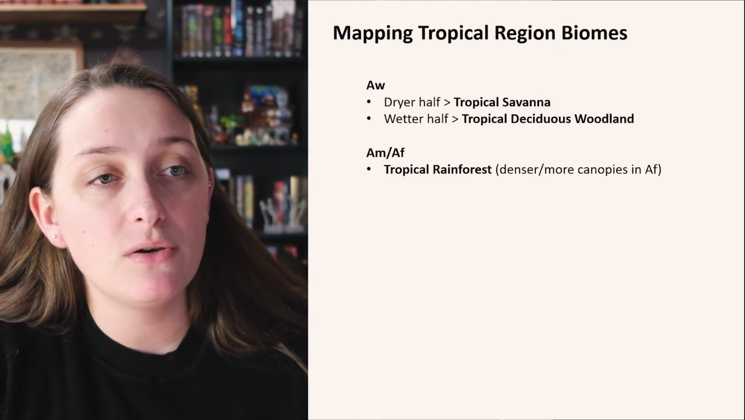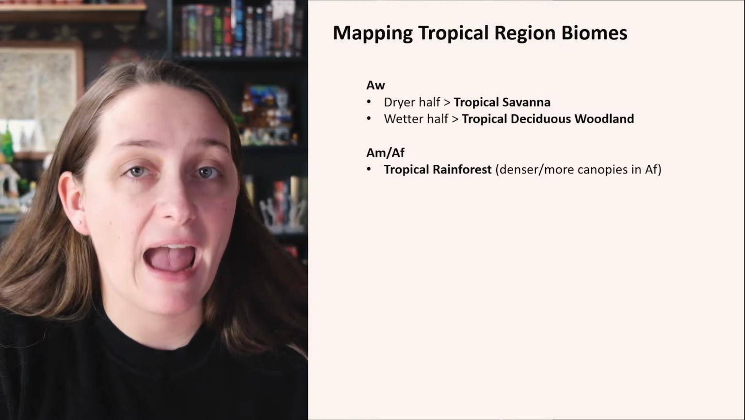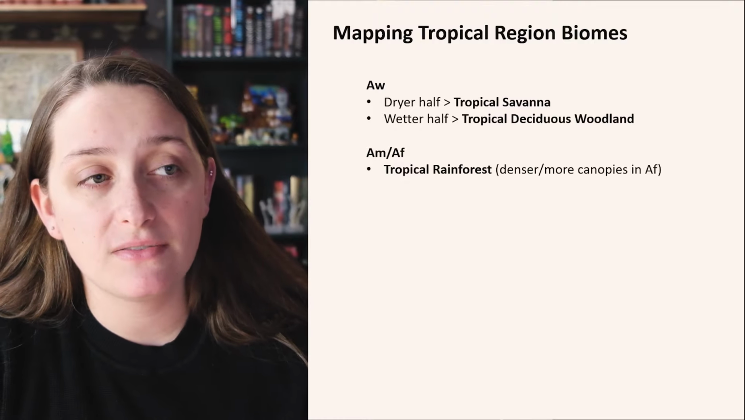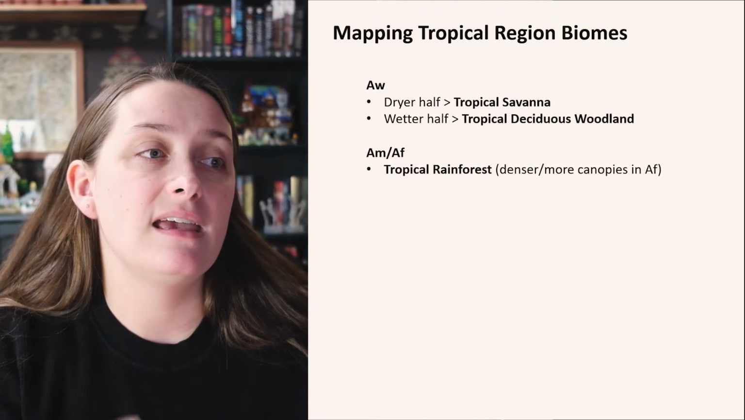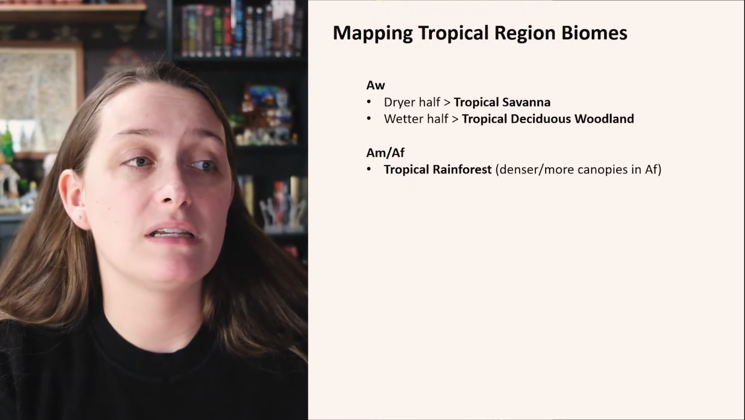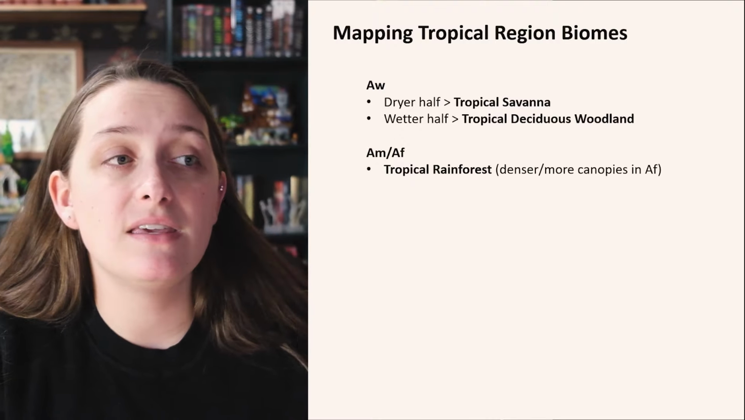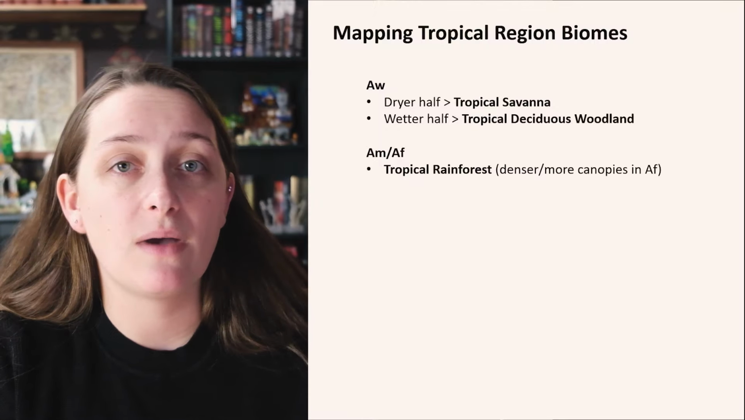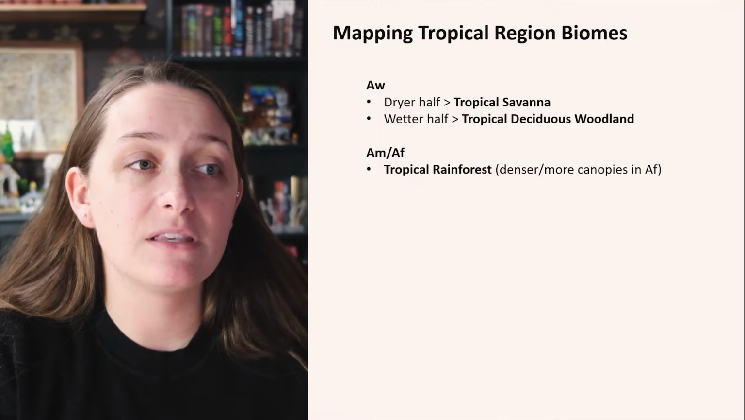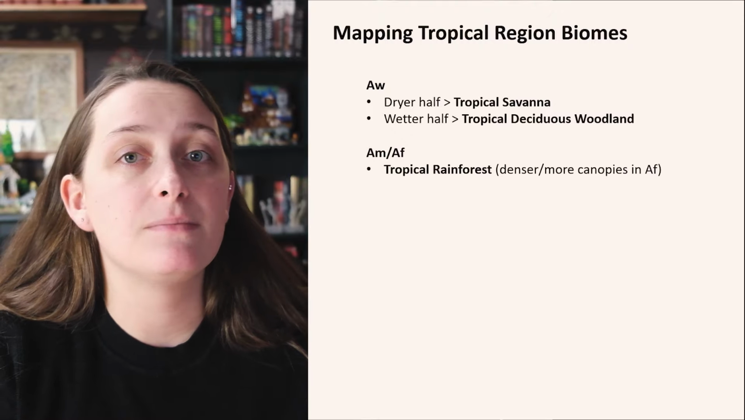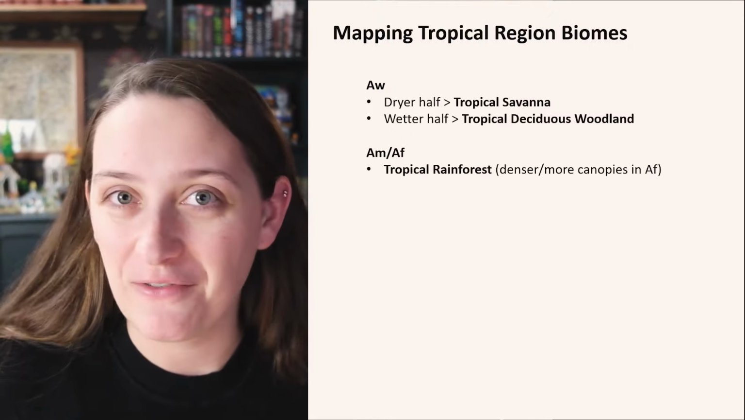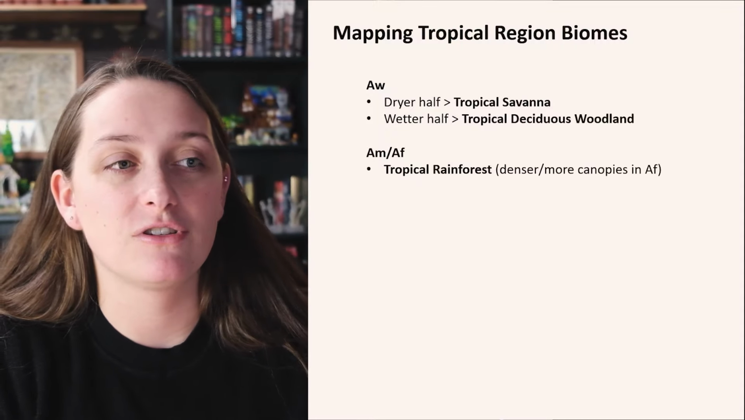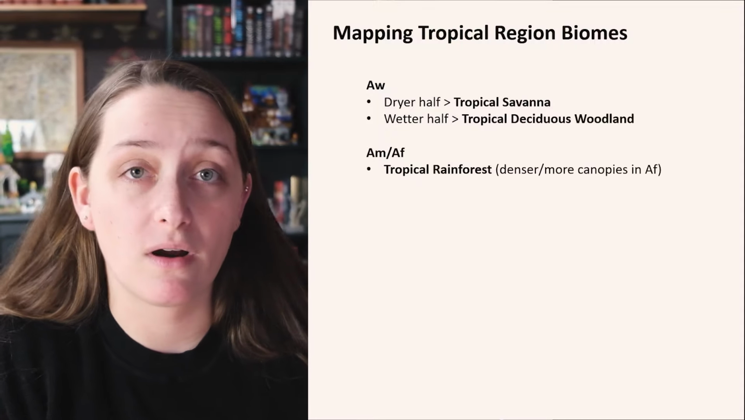So in AW, which is our savanna, in the drier half, you're going to see tropical savanna, and in the wetter half, you'll have tropical deciduous woodland. And in AM and AF, you're going to see tropical rainforest. The drier sides of these, so mainly AM, are going to have fewer canopies and be a little less dense than AF, the rainforest climate region, which is going to be a lot denser and have even more canopies.